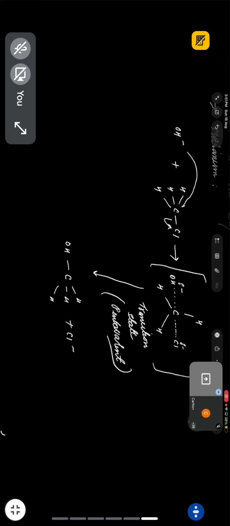Done? Mechanism done? Let me take a better page. Till here, any doubts? We're starting with SN1, SN2 mechanisms. The first mechanism is SN2. How many steps does it occur in? 1 step. In that 1 step, what are the 2 things involved? This is the nucleophile and this is the substrate. Can I say both nucleophile and substrate are involved in the reaction? Yes or no?